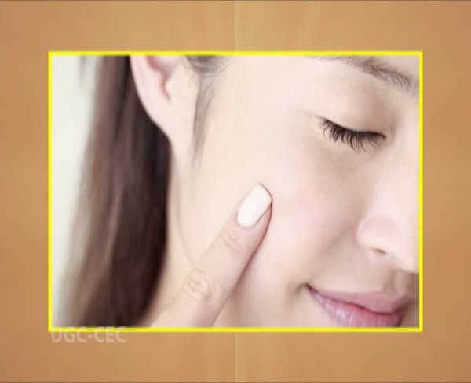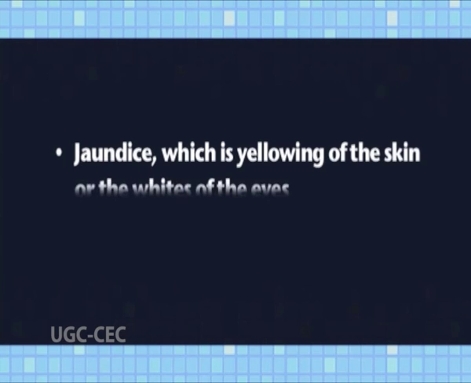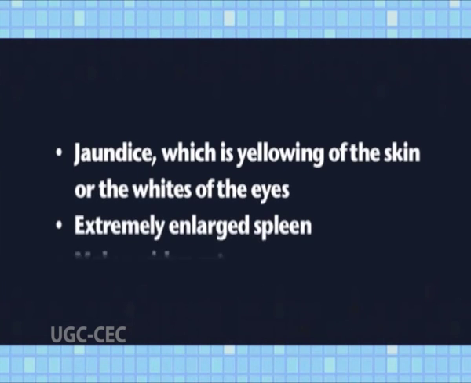Hemoglobin H disease can cause bone issues. The cheeks, forehead, and jaw may all overgrow. Additionally, hemoglobin H disease can cause jaundice, which is yellowing of the skin or the whites of the eyes, an extremely enlarged spleen, and malnourishment. On the contrary, hydrops fetalis is an extremely severe form of thalassemia. It occurs before birth. Most individuals with this condition are either stillborn or die shortly after being born.